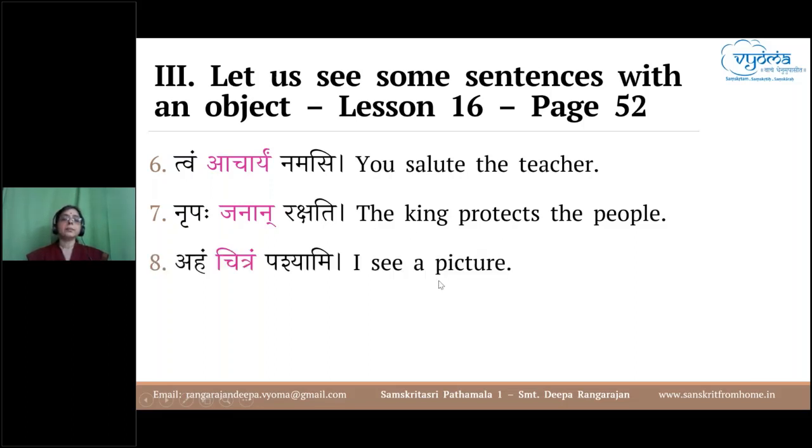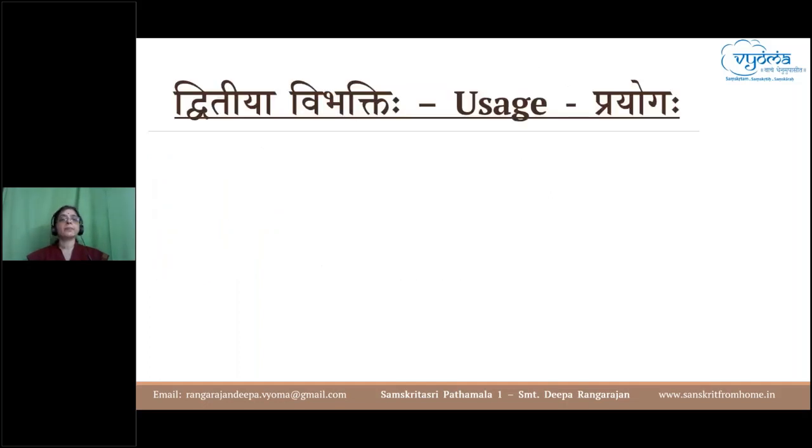Aham chitram pashyami. I see a picture. Chitram is Napumsakalinga. So the Prathama is Chitram, Chitre, Chitrani. Dvitiya Vibhakti is also Chitram, Chitre, Chitrani.